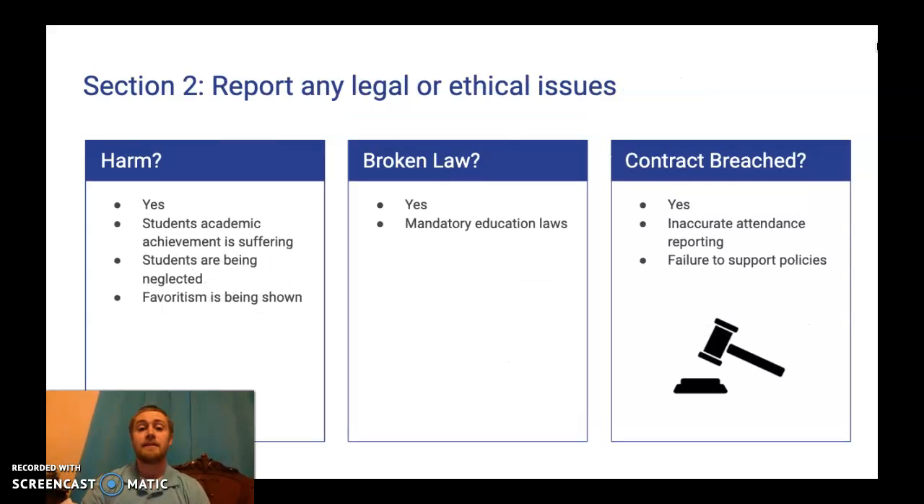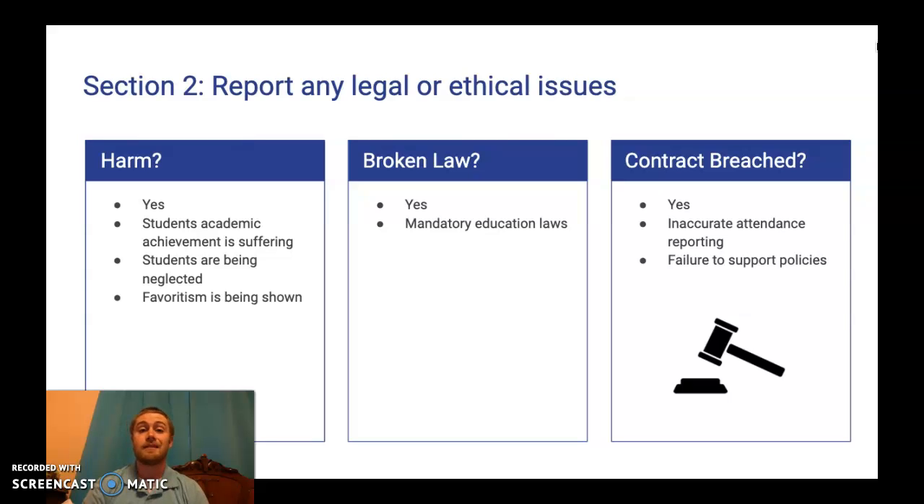So are there any legal or ethical issues? Yes, we're looking at lots of issues in this scenario. So is there harm being done? Yes, mainly to the students. The students' academic achievement is suffering, as shown by one of the students we looked at, and I'm sure if we pulled student achievement data and put it alongside attendance data, it would show a trend of decrease as well.